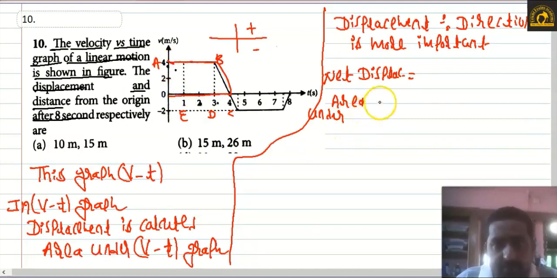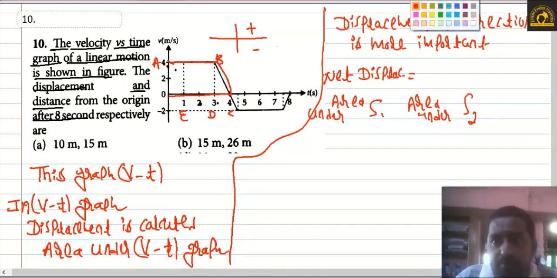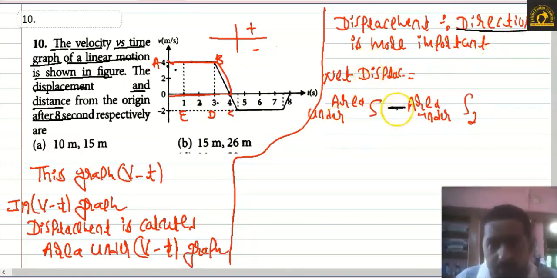Area of the first one, plus the area under the second one. Not plus, but minus. Why do I put minus? Because this is a negative axis. In displacement, direction is most important. That's the reason you have to put minus for the area under the second one.